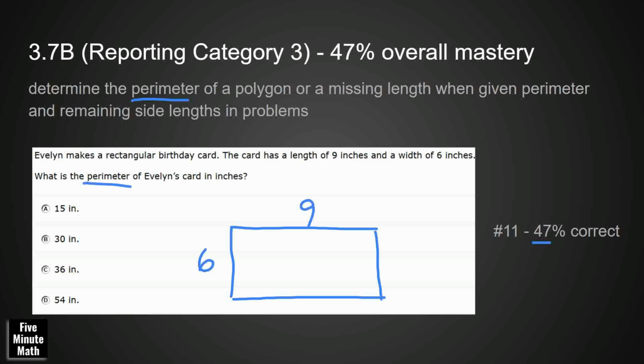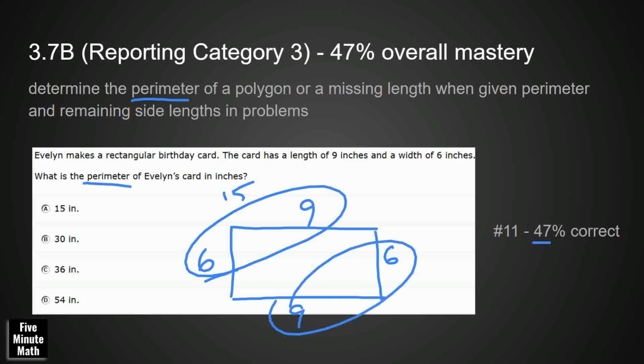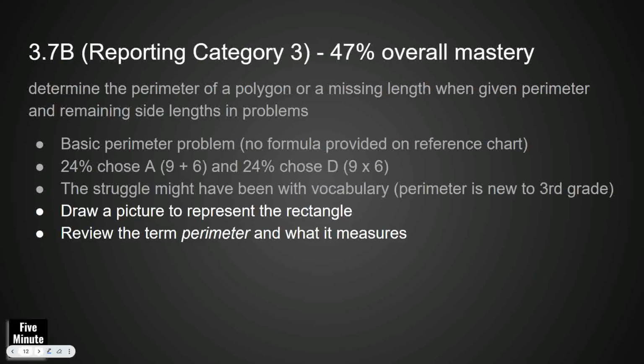What is the perimeter? Well, if we know what perimeter is, that should be fairly easy. If the top is 9, the bottom is 9, the left is 6, the right is 6, and then we just need to add those. That's 15, that's 15, so 15 plus 15 equals 30. And so that is our answer, but only 47% of our students were able to get that correct.